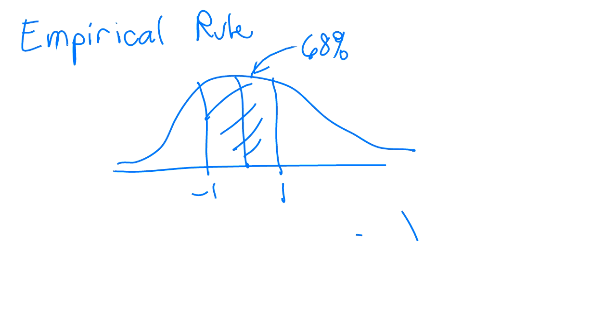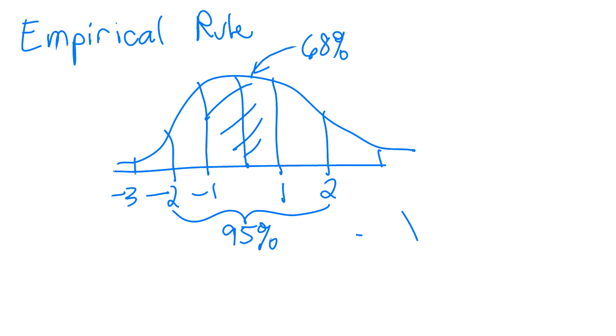Between minus 2 standard deviations and 2 standard deviations, it's 95%. Now, this is not exact. This is just about. But it's a quick way to determine probabilities. And the probability your score is between minus 3 and 3 is 99.7. So see why we don't go beyond 3, because that's almost 100%.